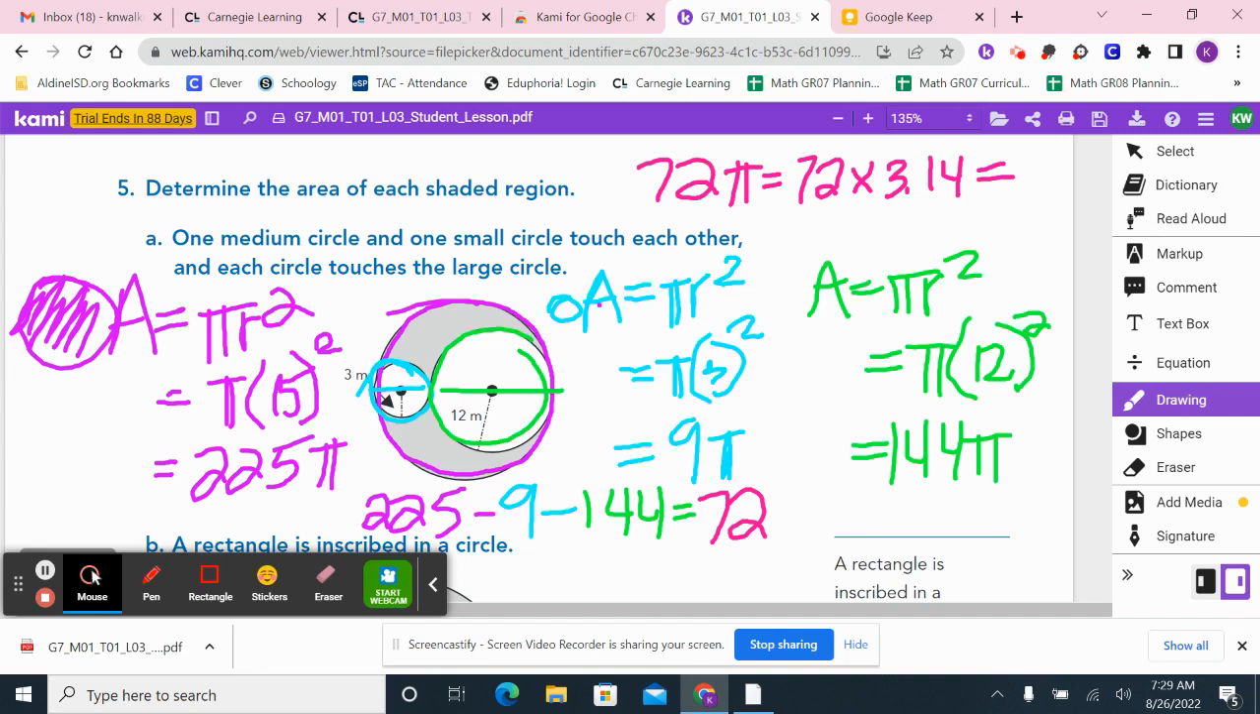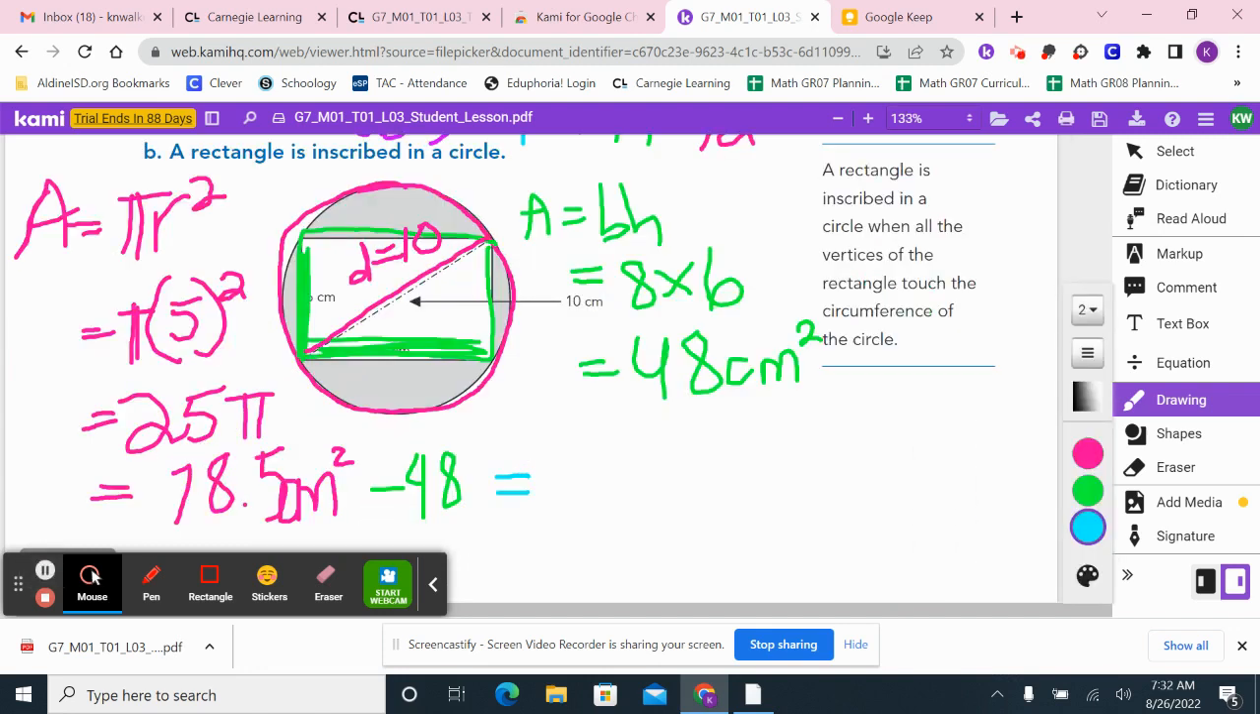After doing all of these calculations, there's still one last final step you need to do, and that is subtract. Subtract those two smaller circles from the larger circle. So I subtracted 225 pi minus 9 pi minus 144, and that gave me 72. Now, 72 pi is what I would have to calculate to get my final answer. And when you calculate 72 times 3.14, you should get 226 and 8 hundredths centimeters, nope, just kidding, meters squared. And that is your final answer.